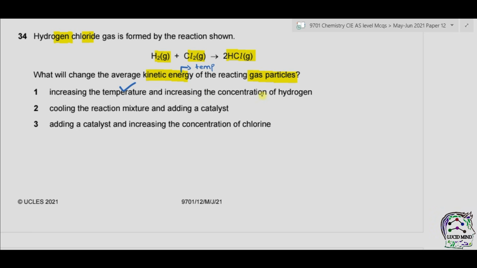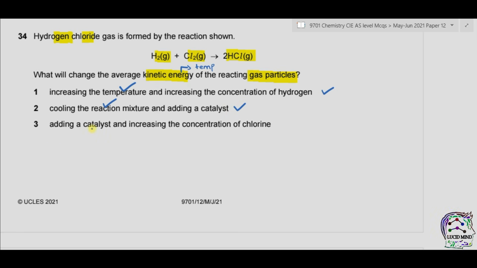Now this will increase the rate of reaction. The concentration does not affect the average kinetic energy. Overall, by increasing the temperature and increasing the concentration, the average kinetic energy will be increased. Number 2, cooling the reaction mixture. As the temperature is being decreased, so therefore it will decrease the average kinetic energy. Again, second part is adding a catalyst. It does not affect the average kinetic energy, but it increases the rate of reaction. Overall, due to cooling, the average kinetic energy will be reduced.